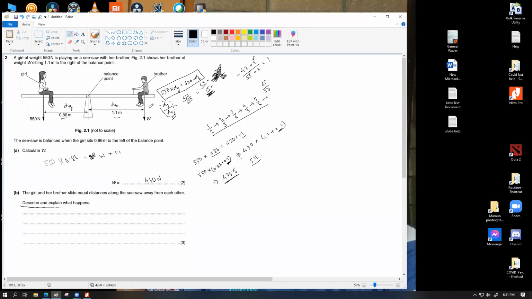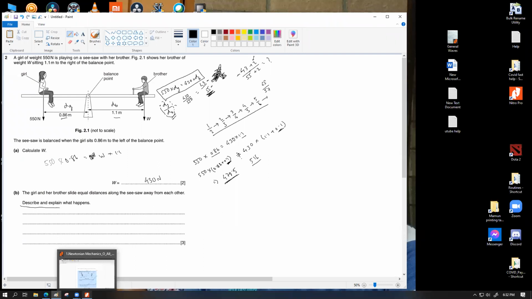Am I making a mistake here? Sir, when I increase that distance between them to 1, then the girl got more moment on her side in the anti-clockwise direction.